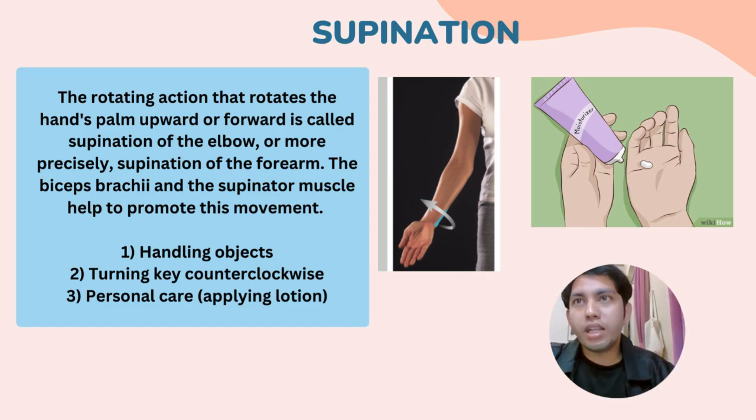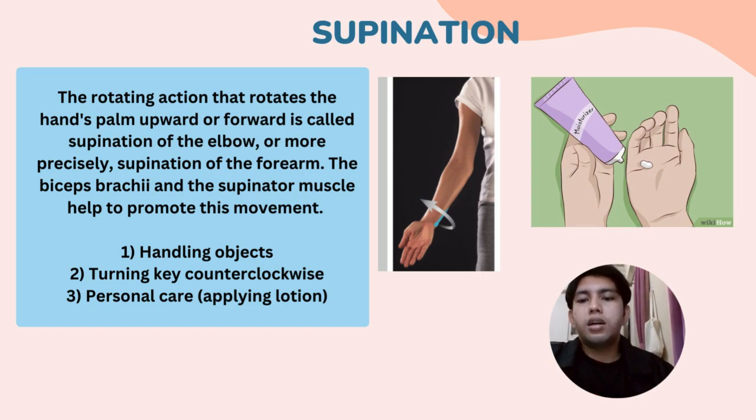So supination is basically the rotating action that rotates the hand's palm upward or forward. It is called supination of the elbow, or more precisely, supination of the forearm. The biceps brachii and the supinator muscle help to promote this movement.